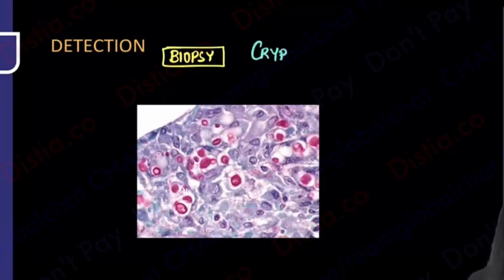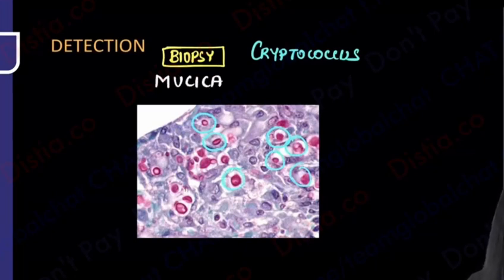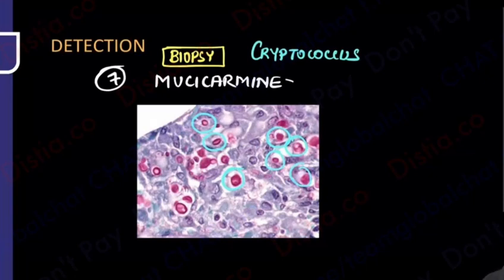Then for the same cryptococcus, I won't be using India ink. I will be using this nice rose, reddish, pinkish color stain, and that is known as Mycology. This stain is referred to as Mycology. So that is the 7th stain that you have done. So remember, for cryptococcus, reading what sample has been given to me is very important.